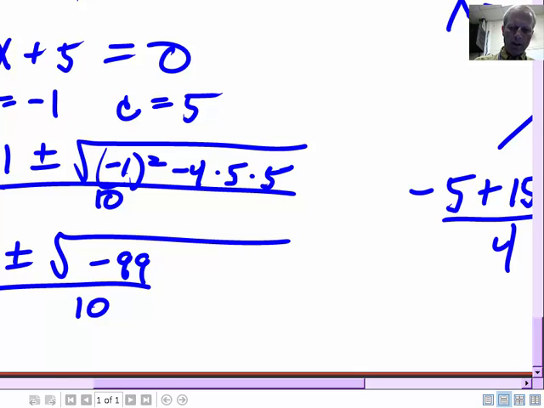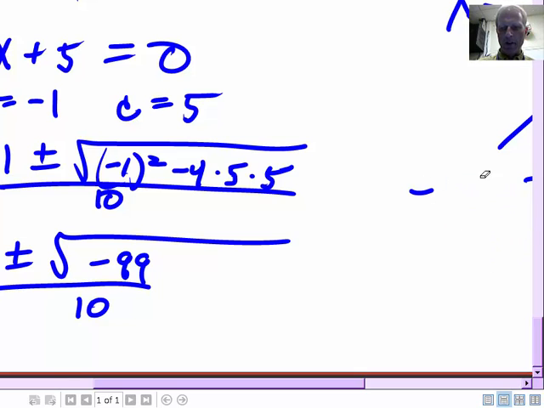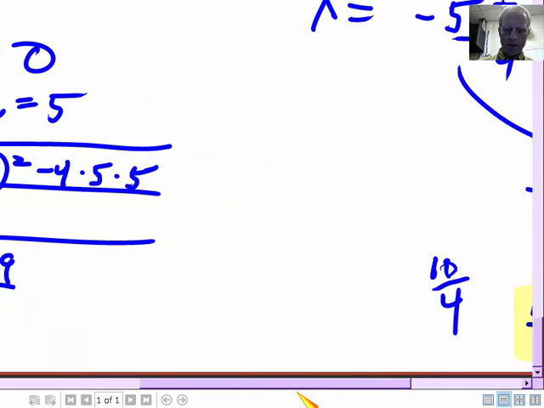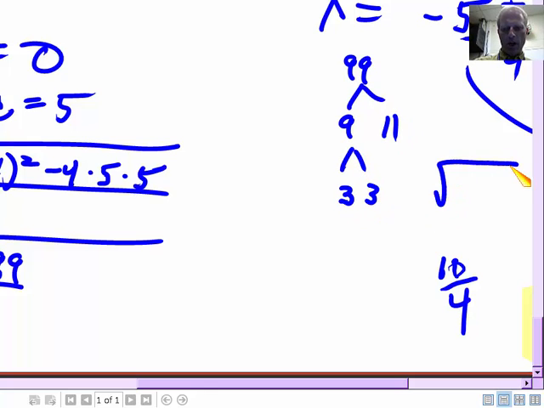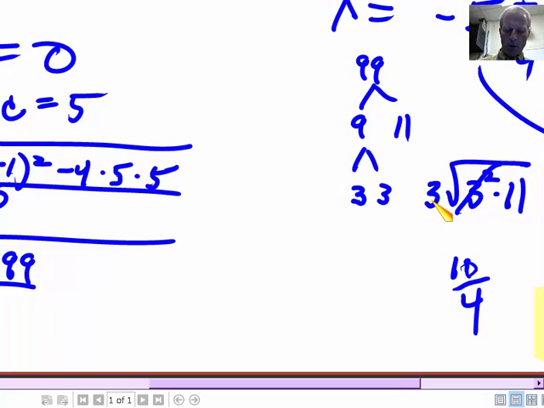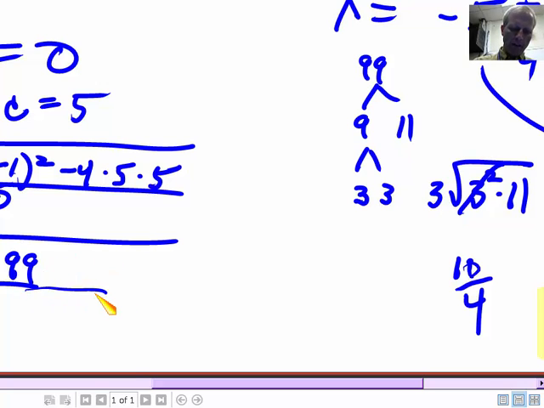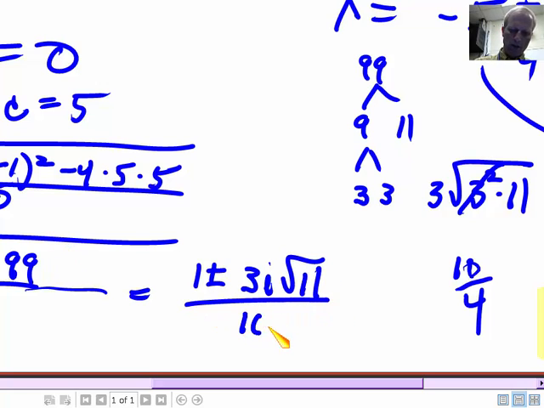Okay, and that square root of -99 can be simplified. It happens to be 9 times 11, and you can take the square root of 9. Or if you were doing what I showed you the other day, you would rewrite 99 as 3 squared times 11, which is going to give you 3 root 11. So this becomes 1 plus or minus 3i root 11 because of the negative under the radical, all divided by 10. And that would be my solution.